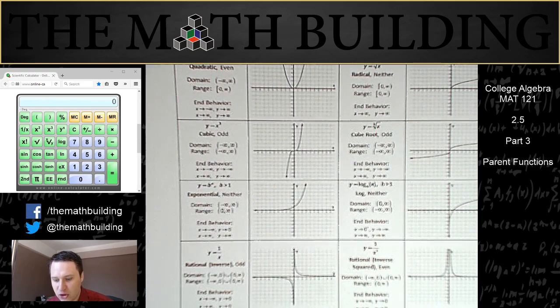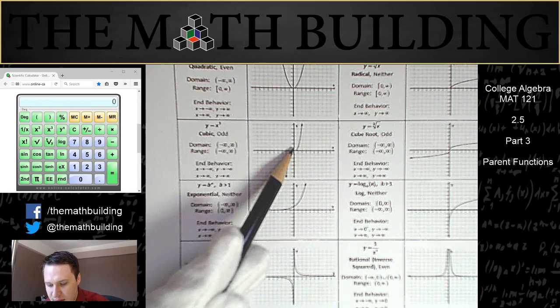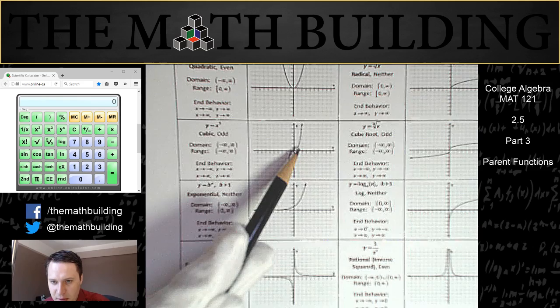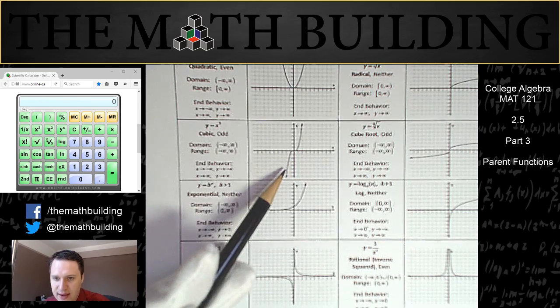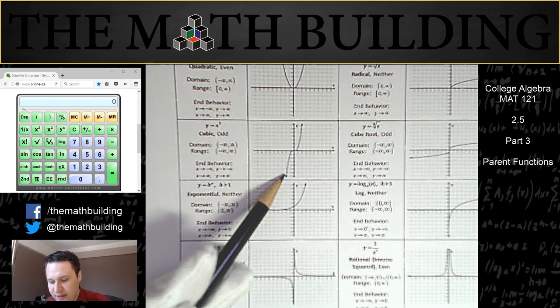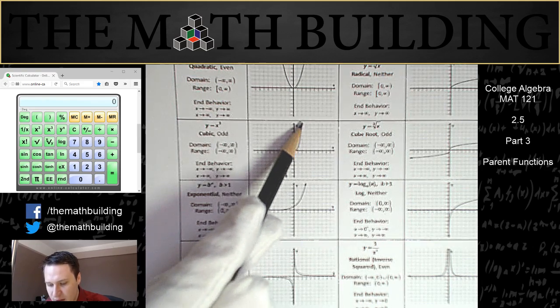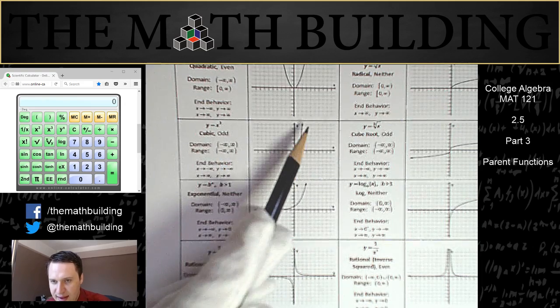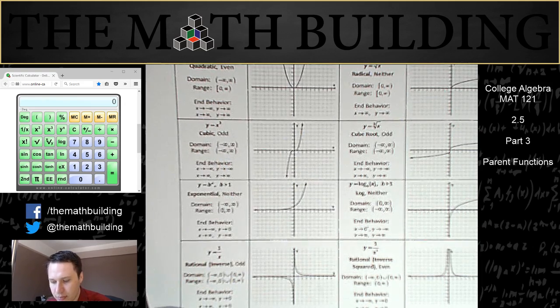Here's the cubic function. Notice that it's an odd function because if I plug in a positive x value and get a point, if I plug in that same negative x value, I get that same negative point. So that's what makes it odd. Notice that a cubic function has no restrictions on domain or range. We can plug in whatever we want. It gets big pretty quickly.